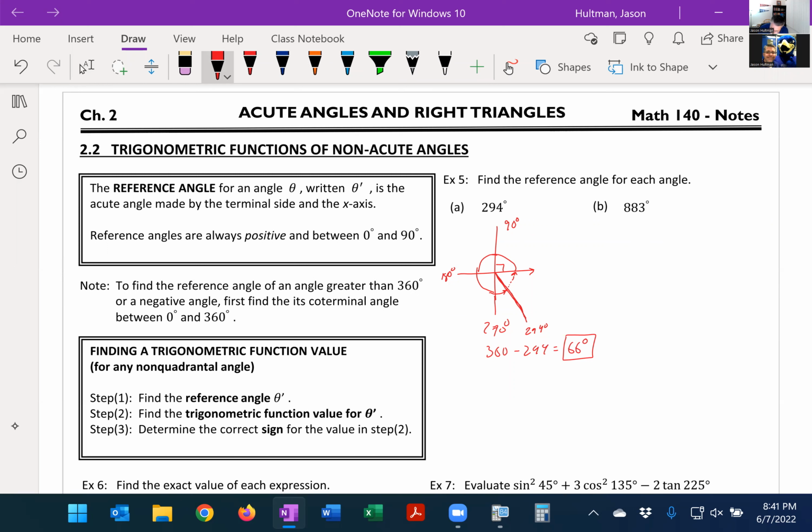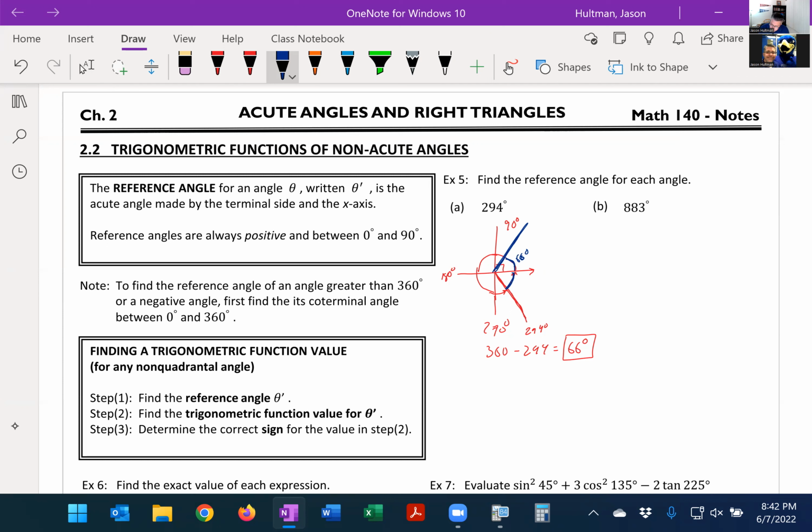So the reference angle is actually the angle that's in quadrant 1 that refers to this angle. That refers to the angle that's made with the x-axis, which is 66 degrees. And there's a reason we're going to use these reference angles, because they help us find the sine, cosine, and tangents of the angles.